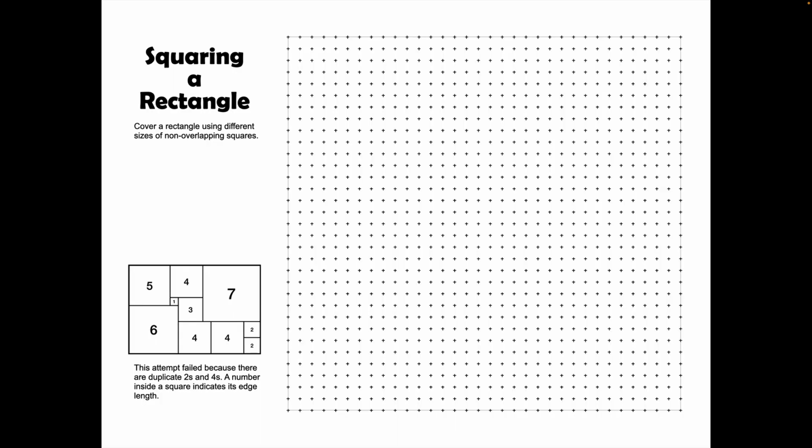The first thing you do is you hand out a puzzle sheet. This is the one that I use. We have that failed attempt with duplicate 4s down in the bottom left. And then you just let students try.